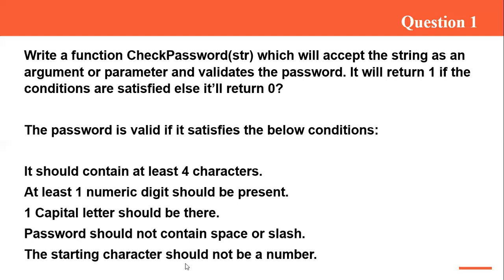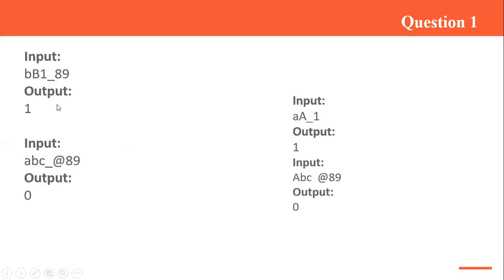And the starting character should not be a number. So these are the conditions they have given. For example, just see the sample input outputs. First sample input: small b, capital B, 1, underscore, 8, 9.